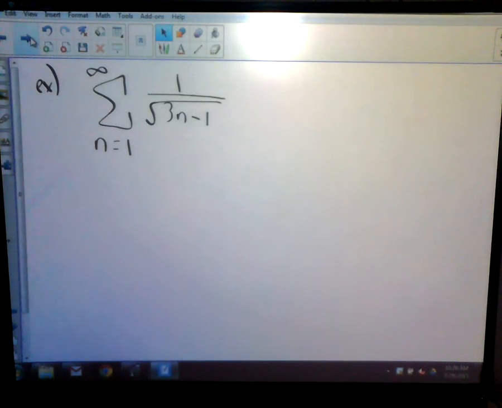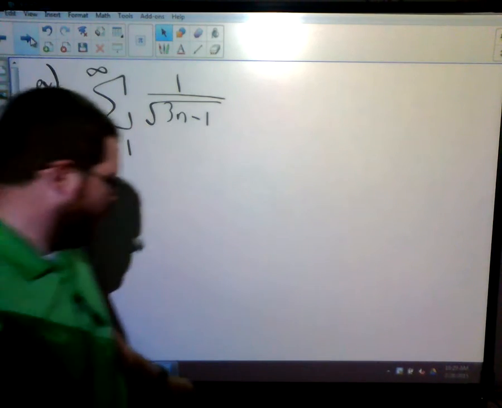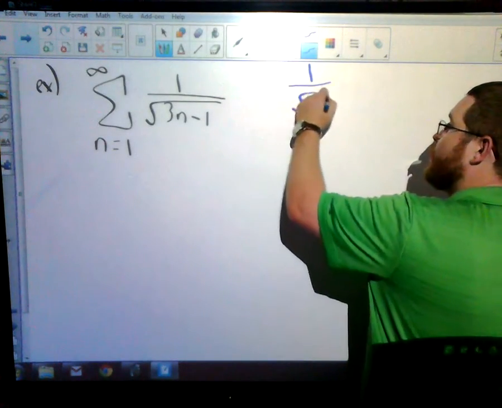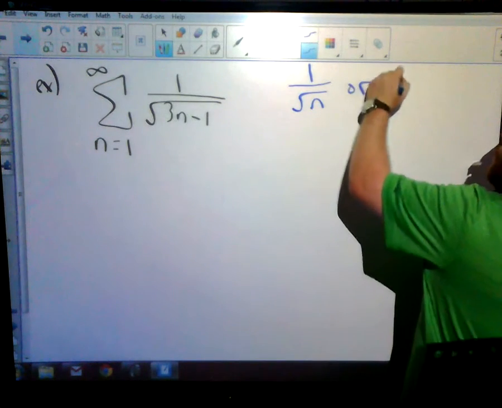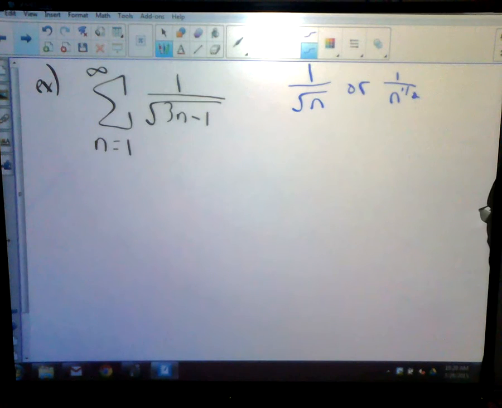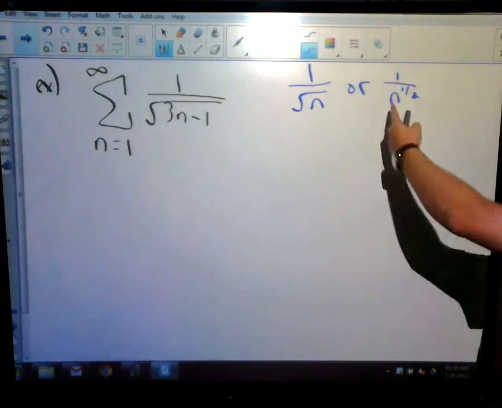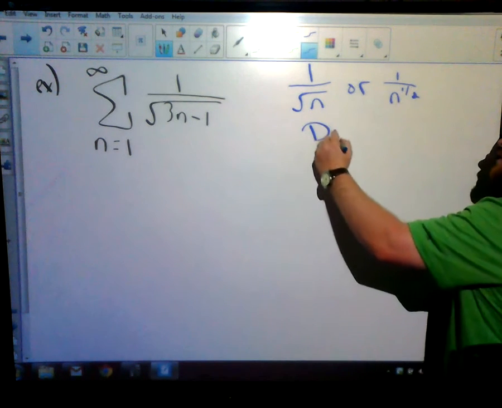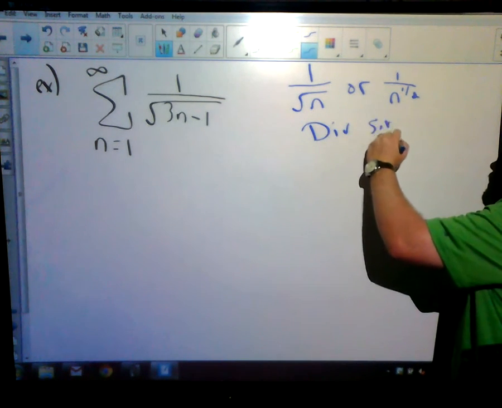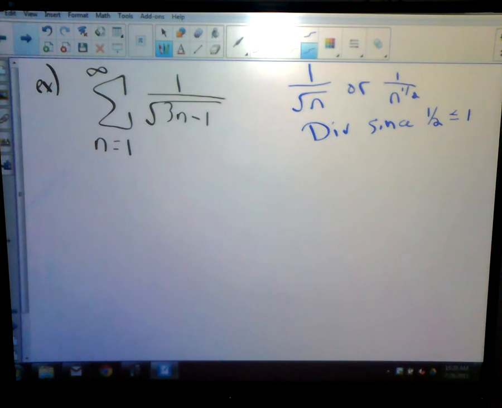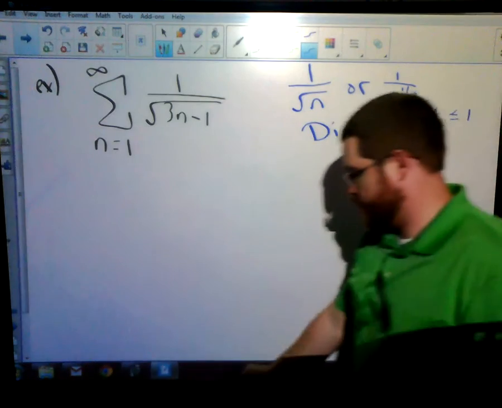Let's take a look at this one. What do I want to compare it to? Let's compare it to 1 over the square root of n, or 1 over n to the 1/2. Why do I want to do that? Well, that's an easy p-series. Does this converge or diverge? This diverges since 1/2 is less than or equal to 1. So I know that this one diverges.